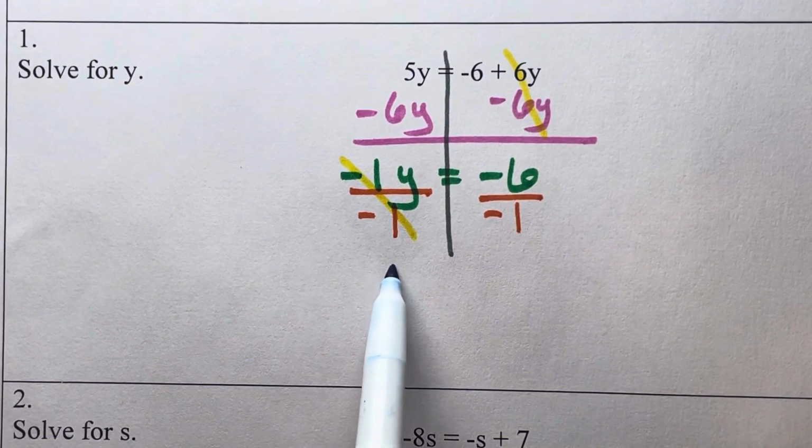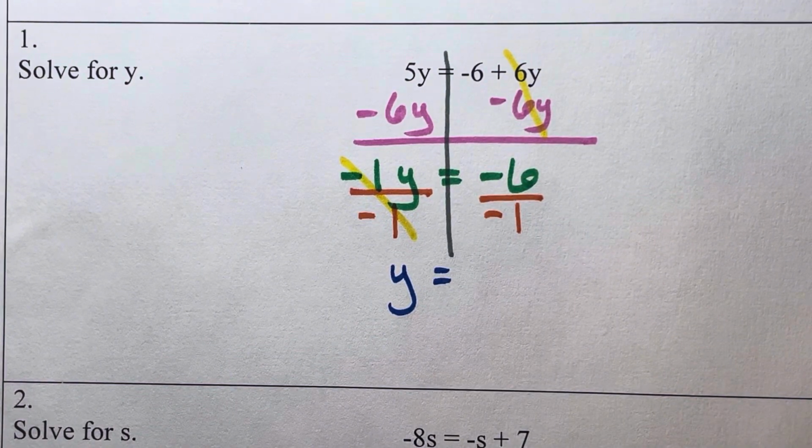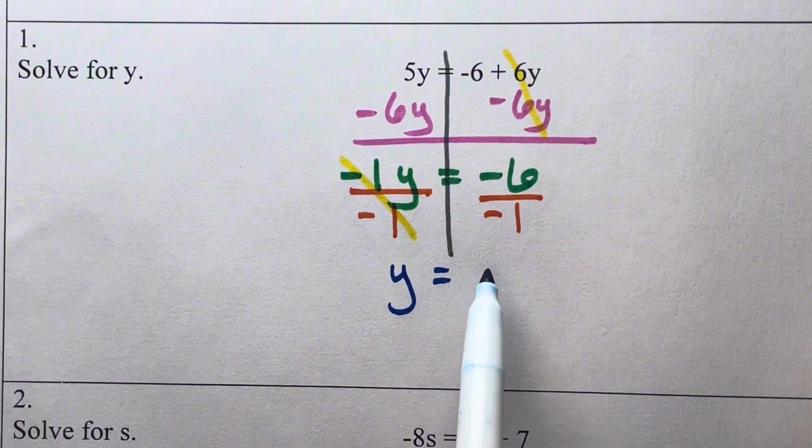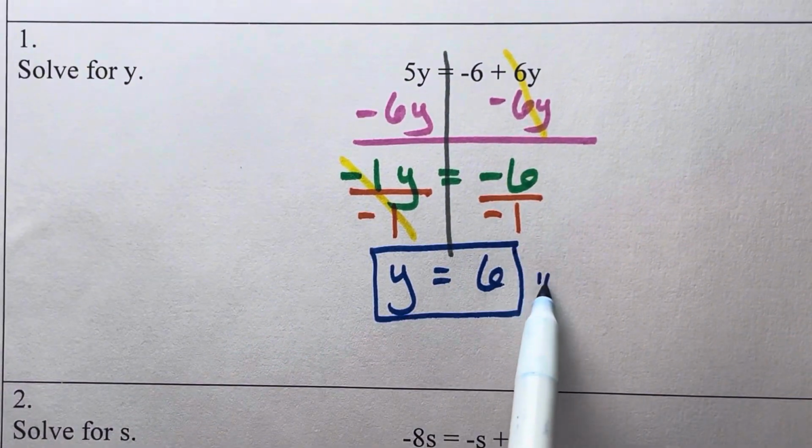And that leaves us with y equaling the quotient of negative 6 and negative 1, where negative 6 divided by negative 1 is equal to positive 6. And there you go.